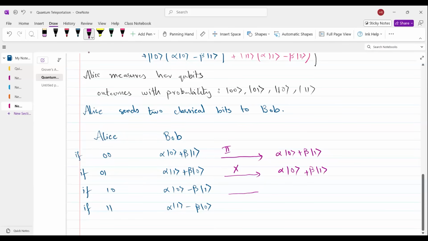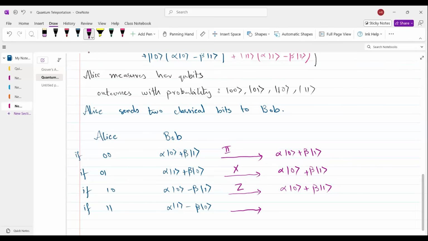And similarly, if he receives 1 0, that means he needs to apply the Z operator, which induces a phase over the 1 qubit. So when he applies Z to 0, it remains the same. But when he applies Z to 1, he will get the output minus 1 qubit. So the minus signs cancel out, and he will receive exactly the same state psi.